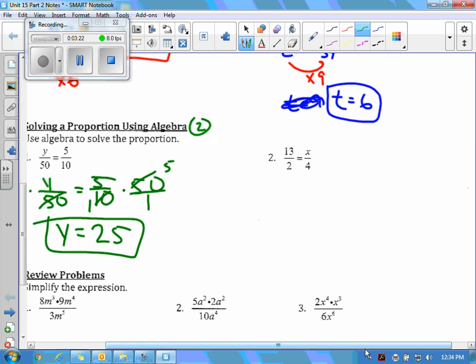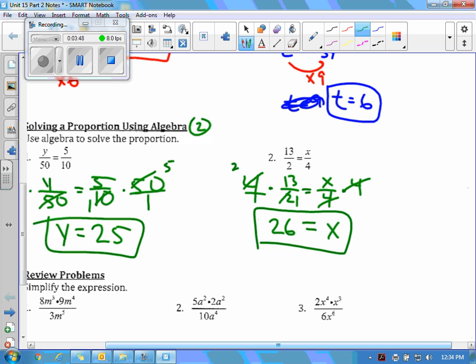Looking at our next example, we have 13 over 2 equals x over 4. I'm trying to solve for x. I go over to the right side, I have division, so my inverse operation would be to multiply by 4. On the right side, the 4's cancel, and I just get x. Over here, I can simplify. 4 becomes 2, 2 becomes 1, 2 times 13 is 26. So x equals 26.